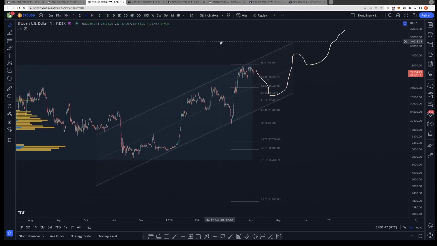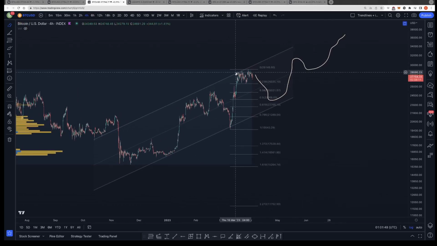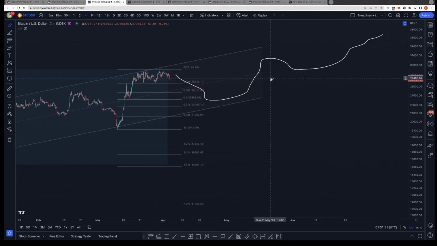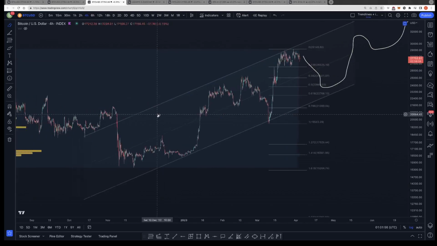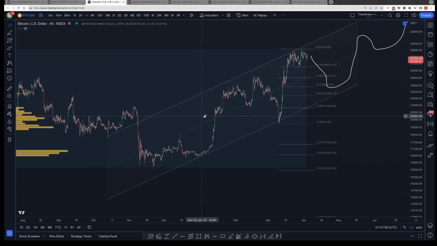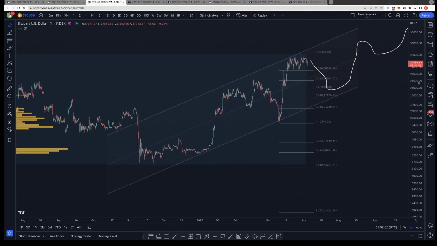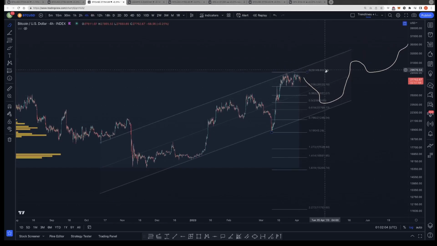Just another look at this 4-hour Bitcoin chart. We're still in our little consolidation pattern, just trucking upwards in this channel. So this trend is still intact. Look for this to continue. Hopefully this could lead us into the next bull market.